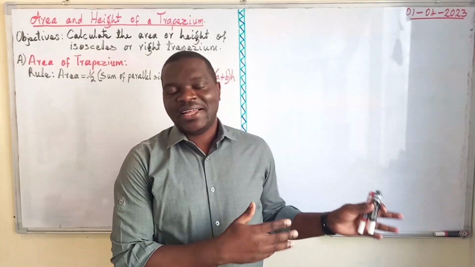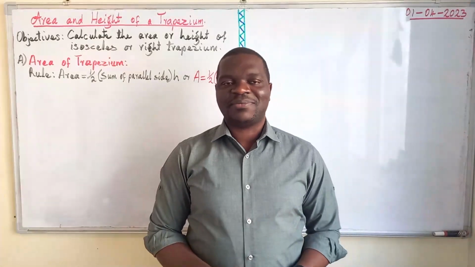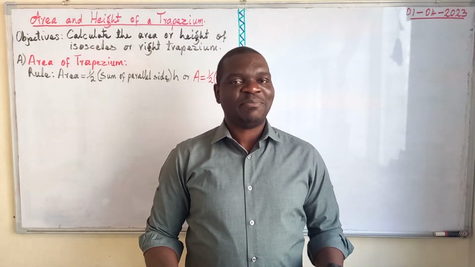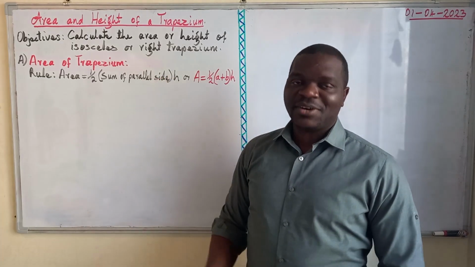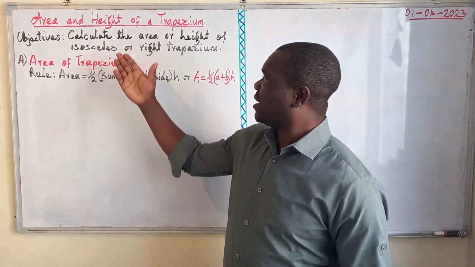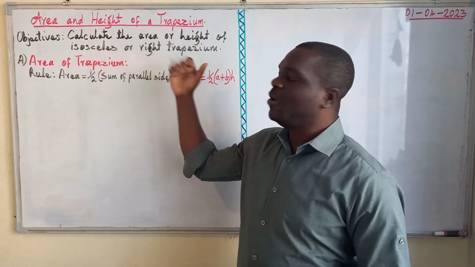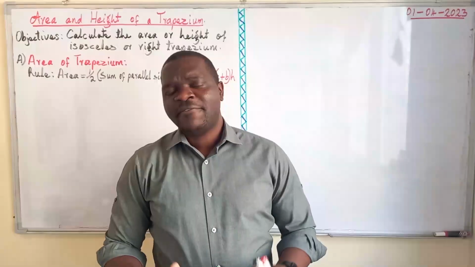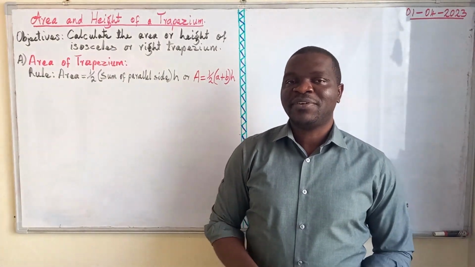Last lesson, we talked about parallelograms and the different aspects of parallelograms. Today, we are going to be doing trapezium. By the end of the lesson today, we should be able to calculate the area or height of an isosceles or a right trapezium. First of all, before we go into solving, there are three main types of trapezium.